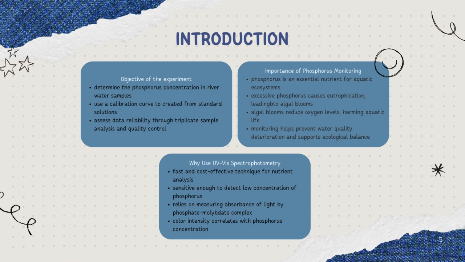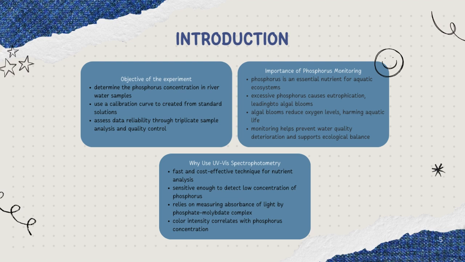The importance of phosphorus monitoring is that phosphorus is an essential nutrient for aquatic life. However, when it becomes too abundant, mainly due to agricultural runoff or wastewater, it can lead to eutrophication. This process causes excessive algal growth, which blocks sunlight and reduces oxygen in the water, and can also harm aquatic organisms. Therefore, monitoring phosphorus levels helps prevent pollution and protects aquatic ecosystems.